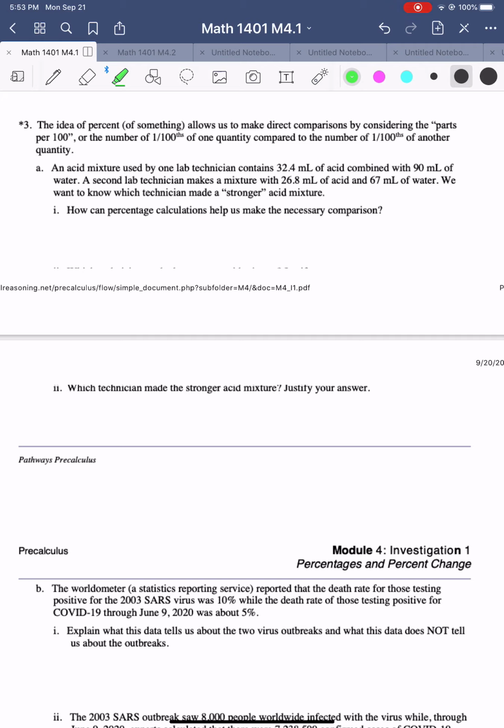An acid mixture used by one lab technician contains 32.4 milliliters of acid combined with 90 milliliters of water. A second lab technician makes a mixture with 26.8 milliliters of the acid and 67 milliliters of the water. We want to know which technician made a stronger acid mixture. Number one, how can percentage calculation help us make the necessary comparison?